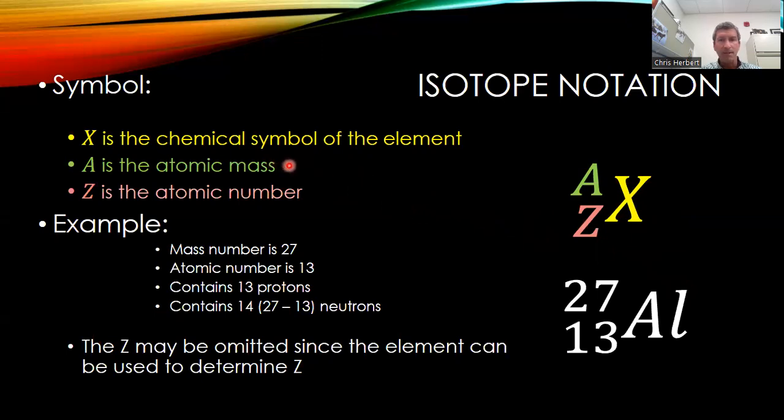However, the mass number is important to write down when we're referring to a particular isotope of so many nucleons. So for instance, one of the most common isotopes of aluminum has a mass number of 27, atomic number of 13. It's aluminum. It's always going to be 13 protons. So when we look at the number of neutrons, it contains 14 neutrons, which is the mass number minus the atomic number.